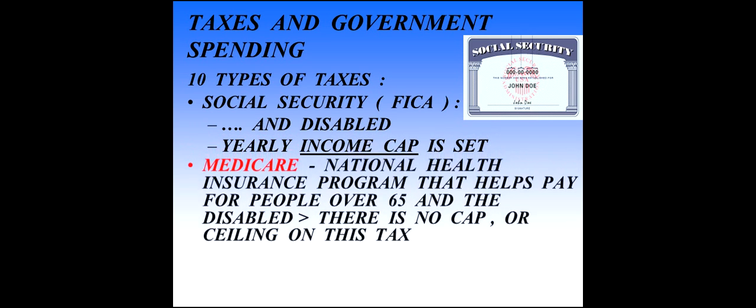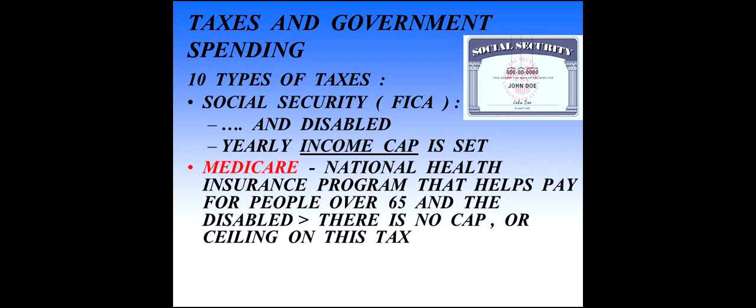The ninth type of tax I want to mention is the Medicare tax. Medicare is the National Health Insurance Program that helps pay for health care for people who are over 65 and for the disabled. Now, unlike Social Security, there is no income cap on this tax. So however much you make a year, there will be continually Medicare insurance tax taken out of that, without a ceiling of any sort on this tax.